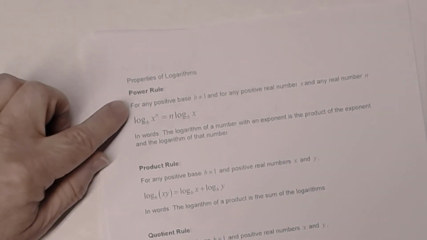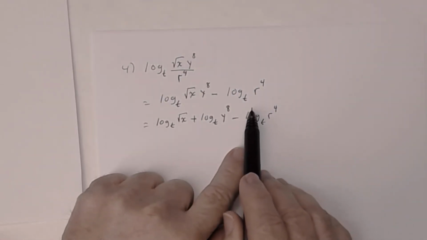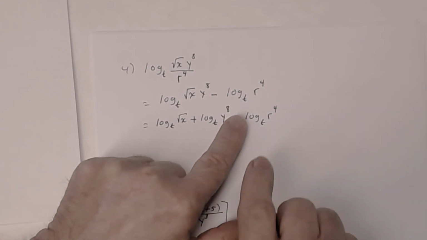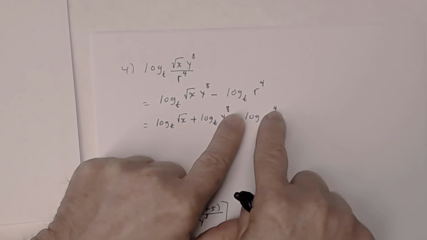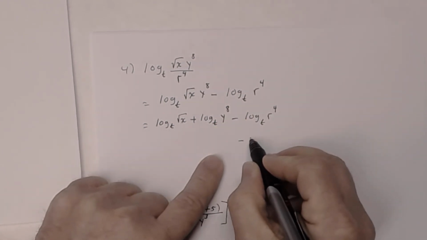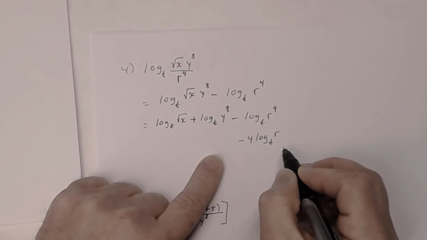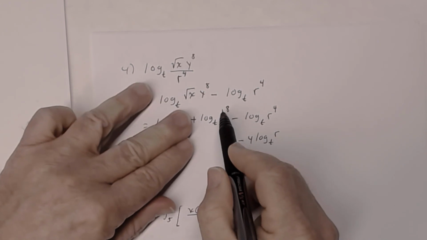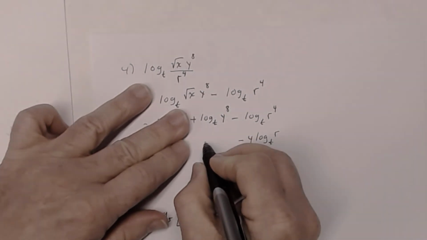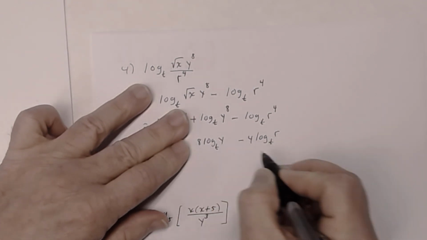let's think about the power rule now. Okay, this one's easy right here. All of you can recognize that when using the power rule for this one, I'm going to say 4 times the log of r. So that one's easy. So that's going to be 4 log of r base t. Same thing here, right? I can take this 8 and put it out in front. So that's going to be 8 times the log of y base t.